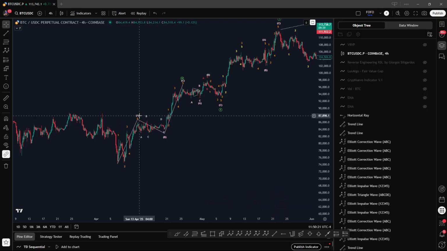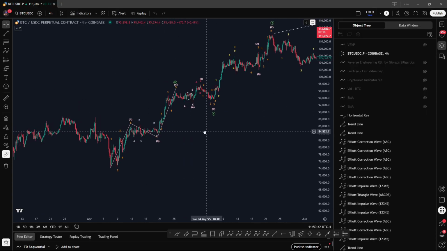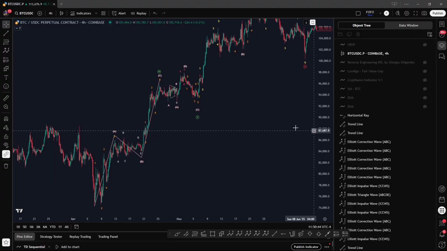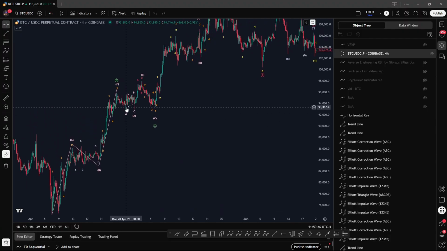Expanding diagonal here as the first wave. Okay, I'm sorry, this would be a contracting diagonal. Contracting diagonal here is the first wave. Okay, that's A, so 5, A, triangle, B, impulse, C, A, B, C, W. Okay, then we move on to the X wave, all right, which is a flat.